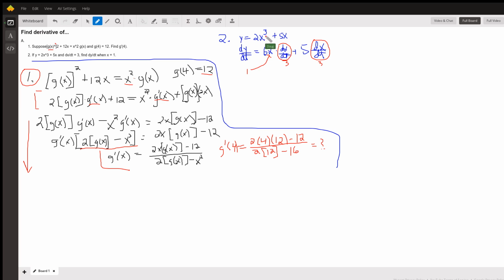For 2x cubed, we apply the power rule, followed by the chain rule. The derivative of this inside function, x is a function of t, is the derivative of x with respect to t. And for 5x, it's 5 times the derivative of the inside, dx dt. To finish up part 2, we're going to put a 1 in wherever there's an x and a 3 wherever there's a dx dt, and we will find dy dt. And I'll let you do that evaluation too.